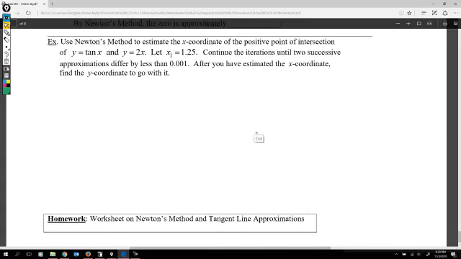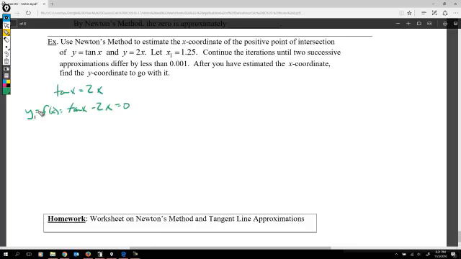This time I'm trying to figure out where these two functions intersect. Very similar, except my starting guess is 1.25. I'm going to set these equal to each other, because that's the intersection. So my function is tangent of x minus 2x. If this equals 0, that means they intersected. So this is my function.